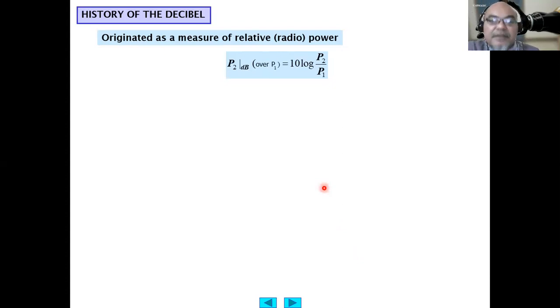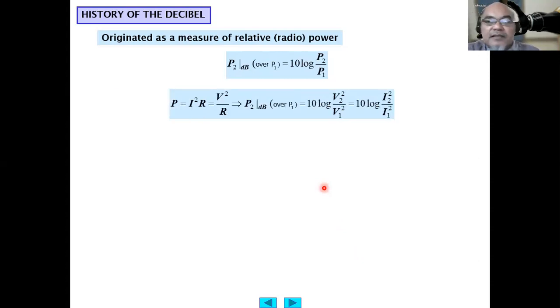So what does decibel mean? It originated in the past as a measure of relative radio power. So the power of the second signal P2 in decibels over P1 is expressed as 10 log of the ratio between the power of the second signal divided by the power of the first signal. And since power itself equals I squared times R, it also equals V squared divided by R.